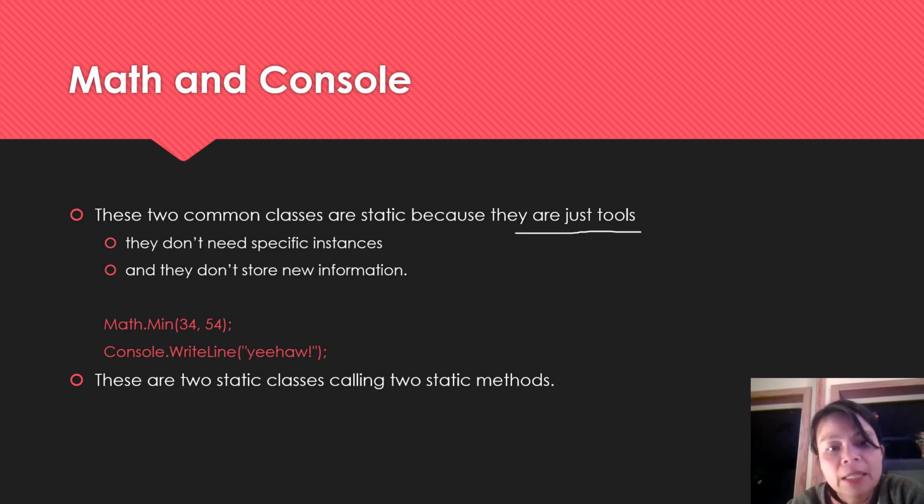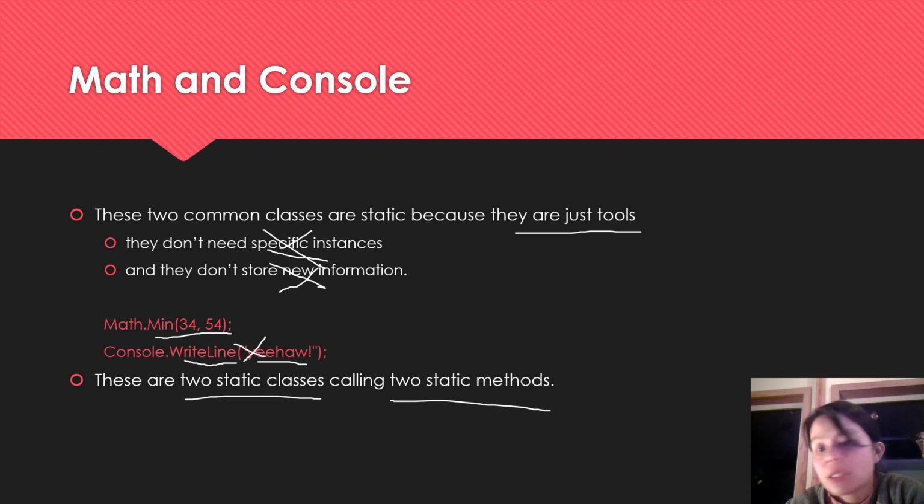They don't need specific instances, okay? And they don't store new information, okay? So remember, Math.Min is just a tool to be used. We're never going to have an instance of Math.Min, right? Or Console.WriteLine is also a tool to be used. It prints stuff, it does stuff. We're never going to have an instance of it, right? So these are two static classes calling two static methods.